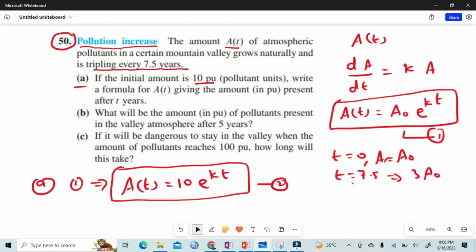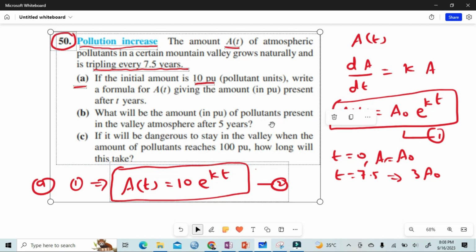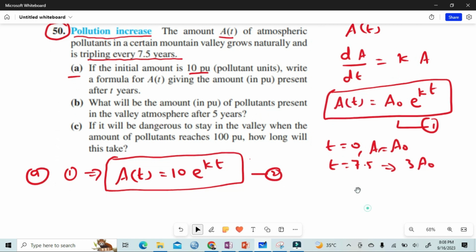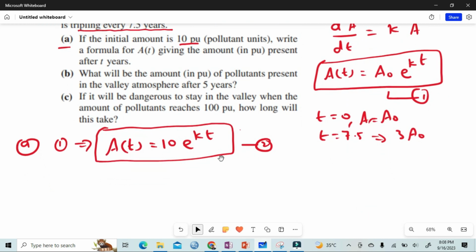Then what will be the amount in pu of pollutants present in the valley atmosphere after 5 years? To find it after 5 years, we have to put t is equal to 5 in this equation number 2, but you must know what k is. We have to find the k value using this information. When t is 7.5, what is A? So this is 3 times A0 is equal to A0 times e to the power k times 7.5.